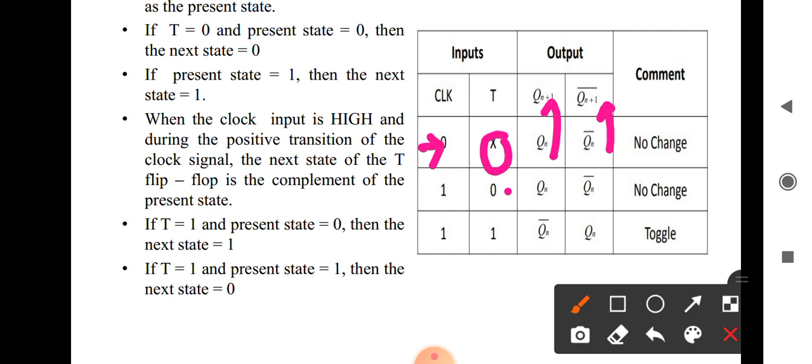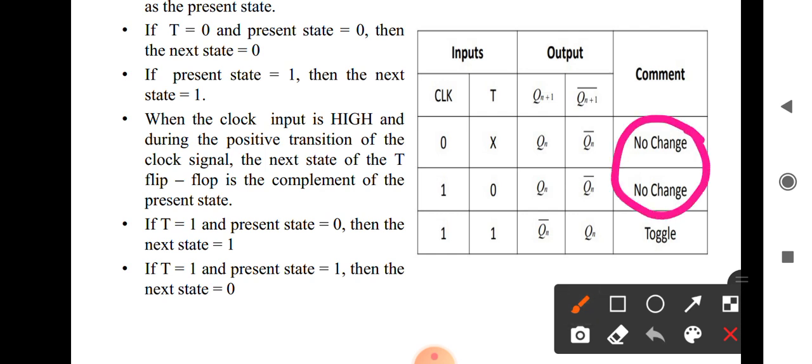When you are giving d is equal to 0 also, the present state will be equal to your next state. So both are same here. If you are giving 1 here, it will be 0 here. Otherwise, if you are having this state as 0 here, it will be 1. So both are same. So present state will be equal to next state. There is no change condition. Okay, fine.